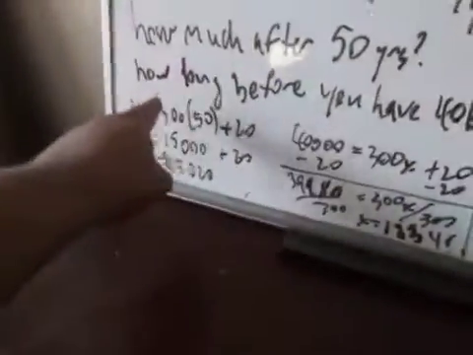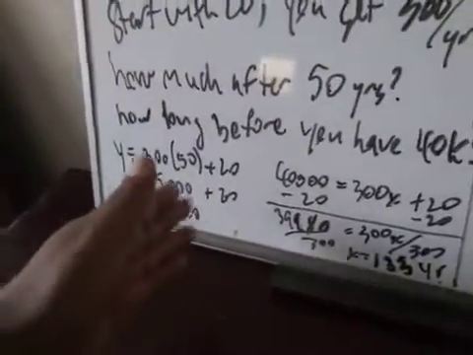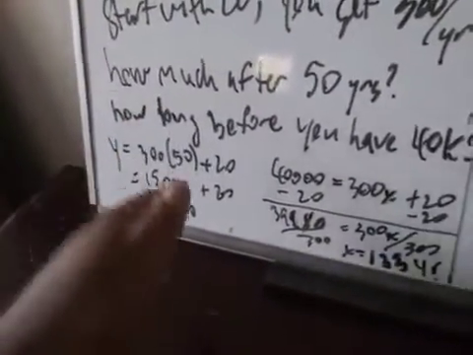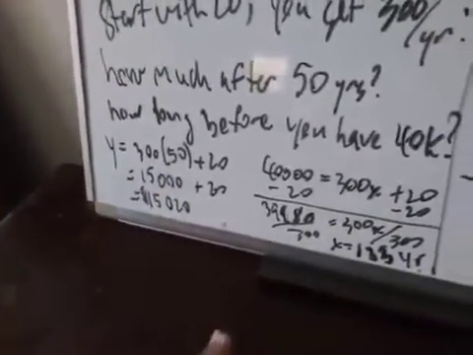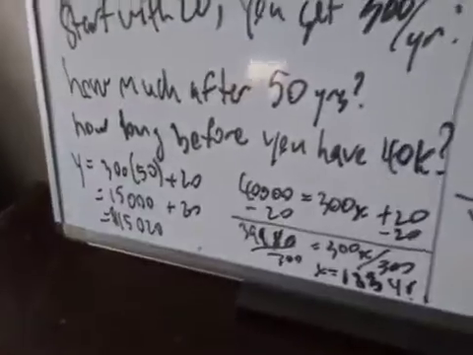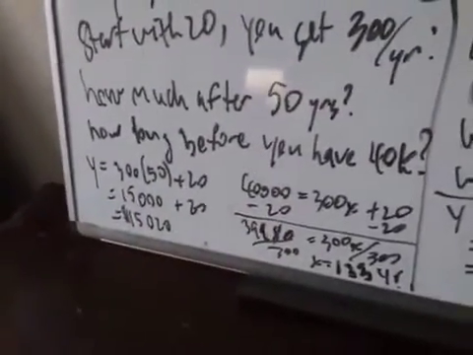What if it says how long before you have 40 grand? Now the X is the other end. Now this time we're given the X, we're given the Y, and we got to find the X. Or we're given the X and we got to find the Y. This time we're given the Y, we got to find the X. Or we got to find out how long it's going to take to make 40 grand.